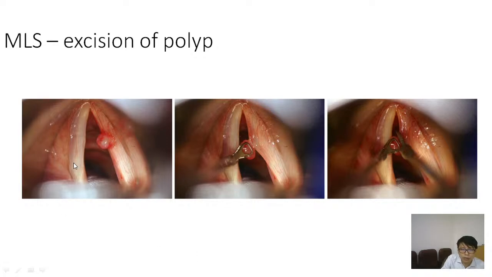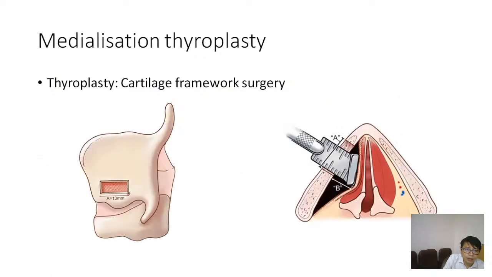We can do it through direct laryngoscopy also. We can inject the vocal cord with either fat or some other substances so that the vocal cord can be medialized. That is also known as injection medialization. Or we can do it from outside by making a hole in the cartilaginous framework and then putting in a prosthesis and medializing the vocal cord so that the patient's voice can be improved. That is known as medialization thyroplasty.